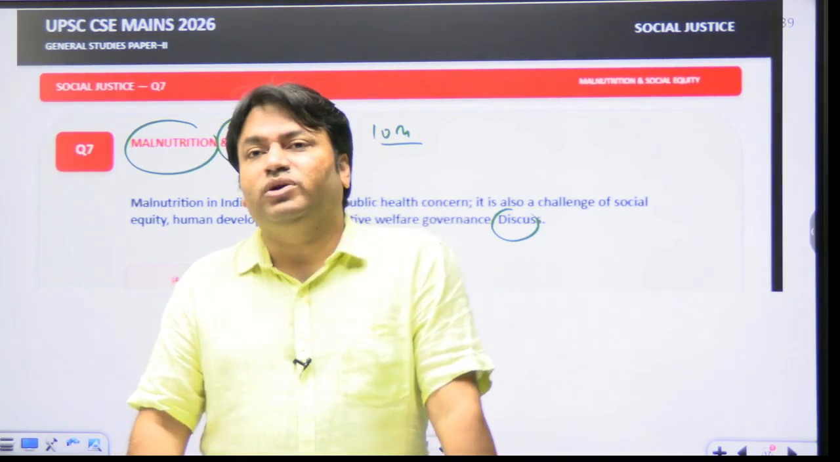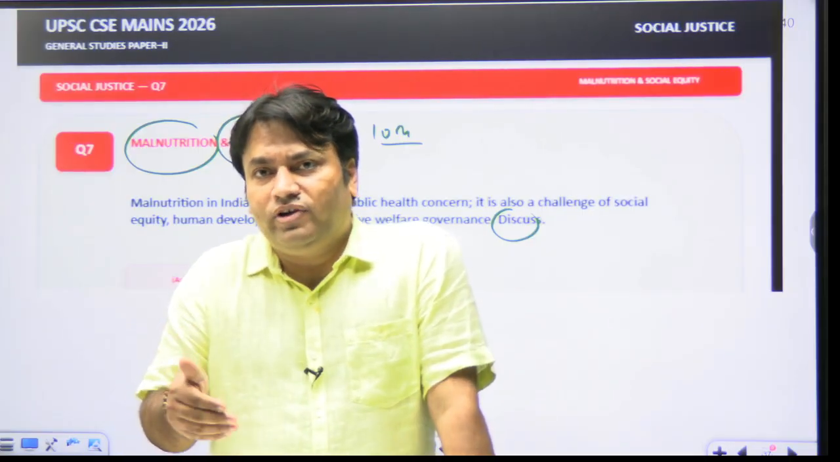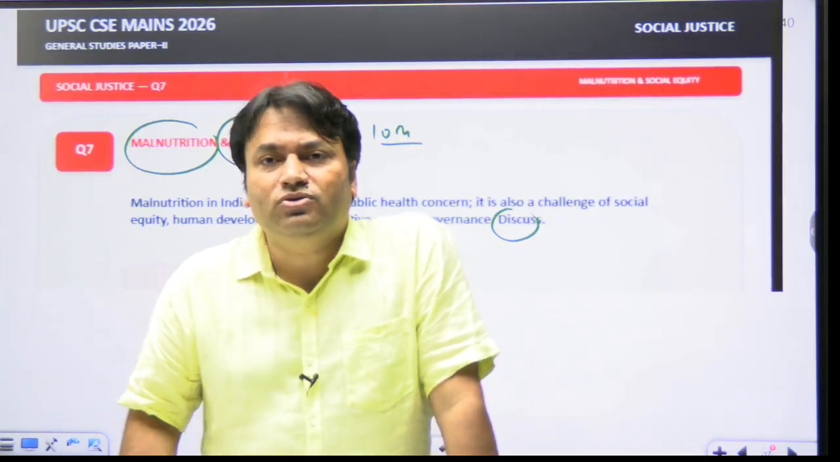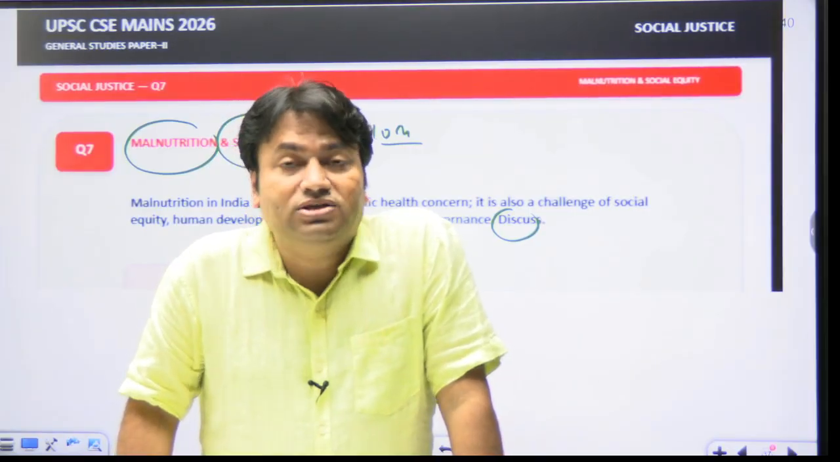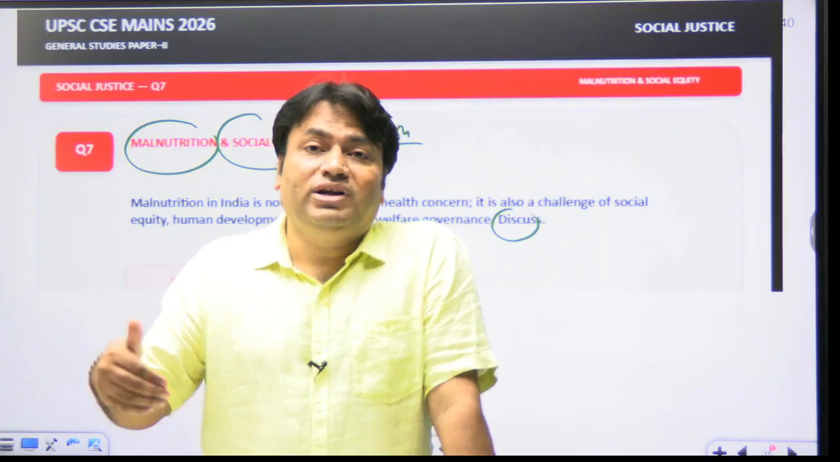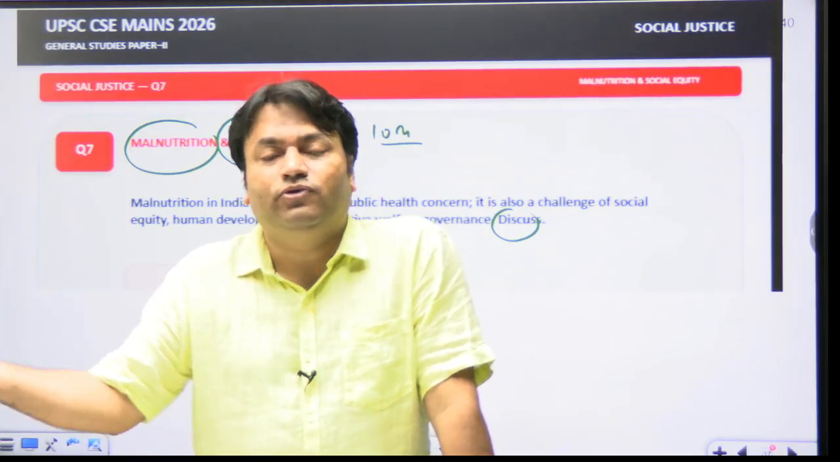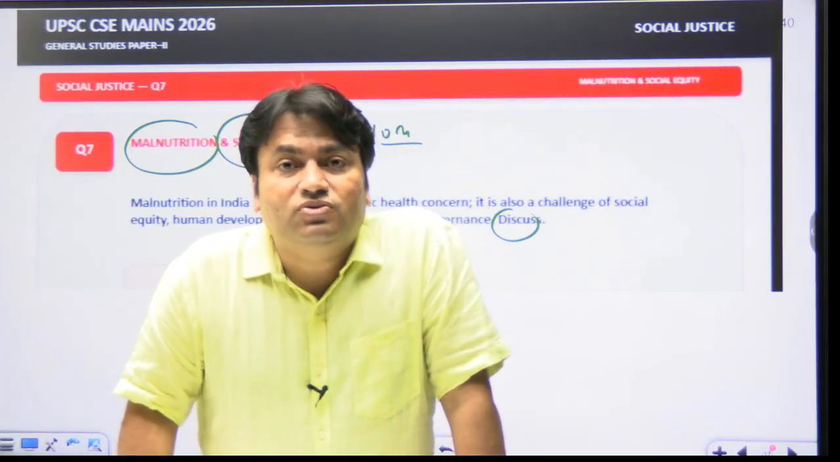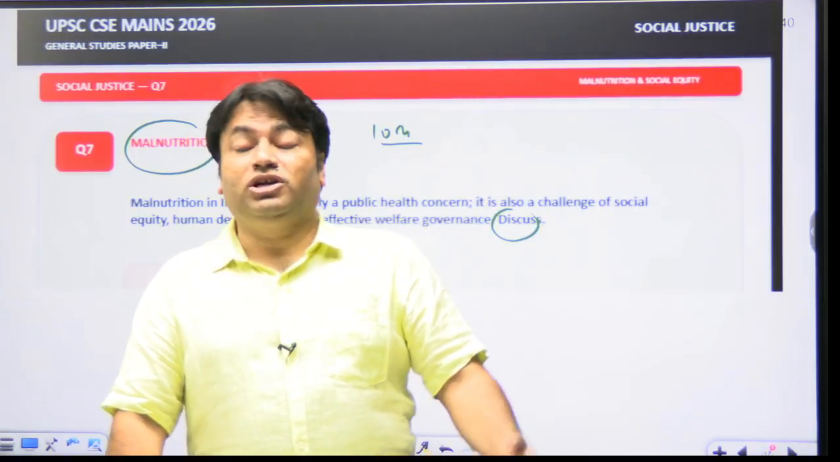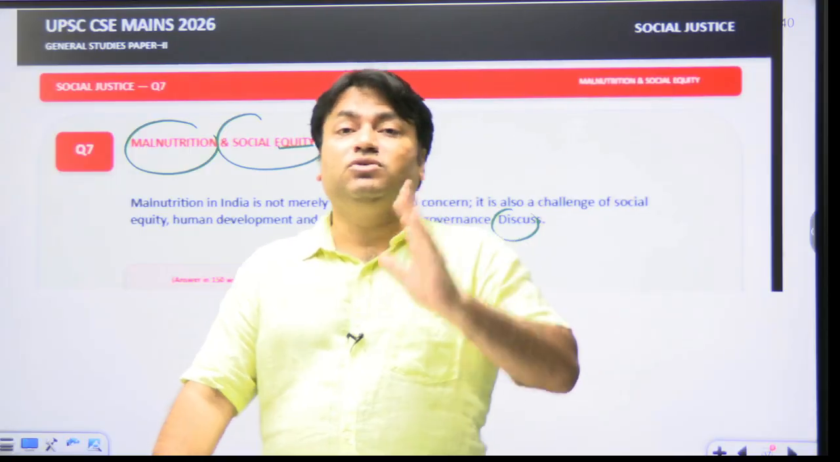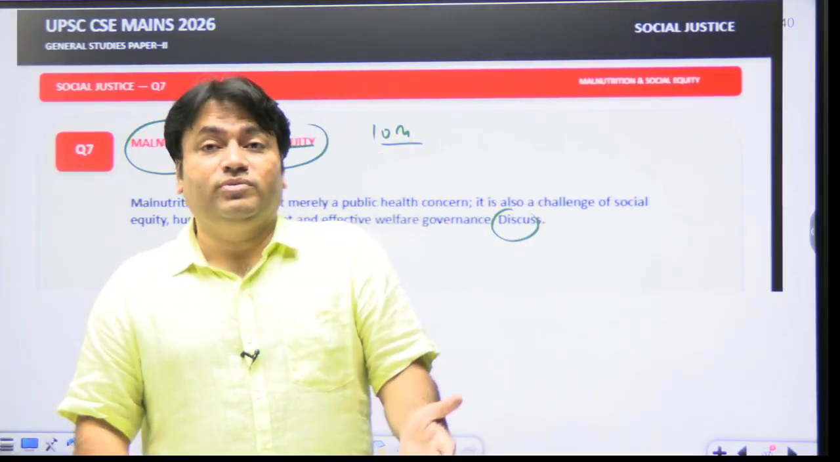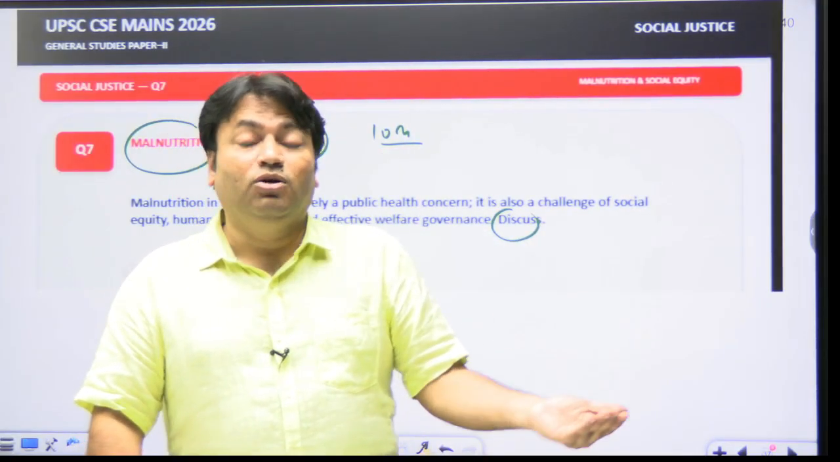In suggestions, you can write that now we should shift from calorie security to nutritional security. This is the suggestion. We should promote what? Dietary diversity, pulses, millets, fruits and vegetables, protein rich foods and micronutrients. Second suggestion, you can write focus on the first 1000 days. Prioritize pregnant women, lactating mothers, infants, complementary feeding.